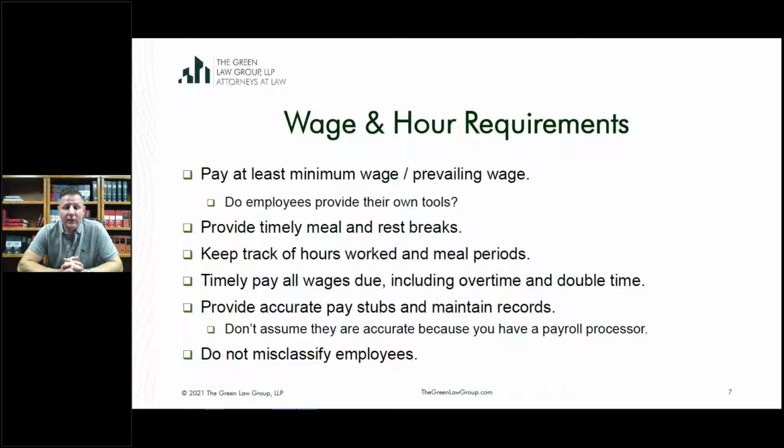For example, in the contracting industry, there are prevailing wage requirements for anybody who works on public works jobs.